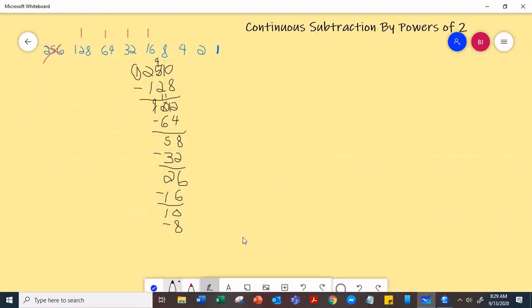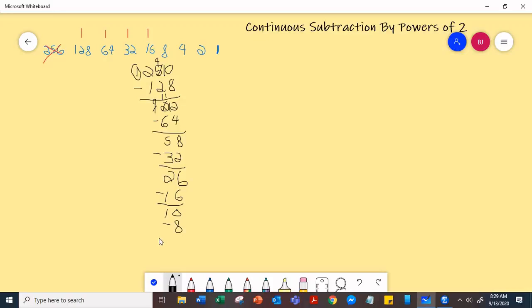Then 8. So we have 2 here. We're able to subtract by 8. Let's put a 1 here. And then 4, we can't subtract 4. Well, we can. We'll get a negative number. But we only subtract an equal or a lesser number. So in this case, this is a larger number. We won't be able to use it. So we put 0 here.